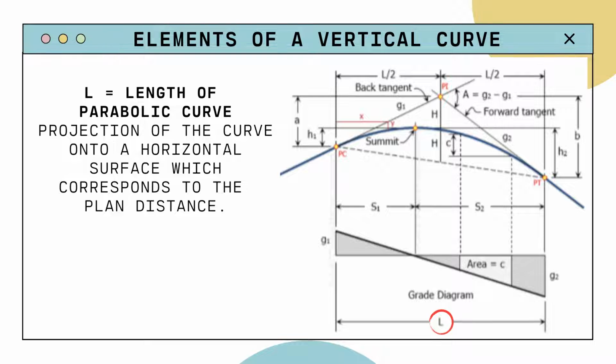So now we move on to L. As we can see on the diagram on the right side, on the lowermost portion, I encircled that L, and it stands for the length of parabolic curve. So it is actually just the projection of the curve onto a horizontal surface, which corresponds to the plan distance. As you can see, it is basically just the horizontal length of the whole vertical curve. And yeah, it corresponds to the plan distance as well.